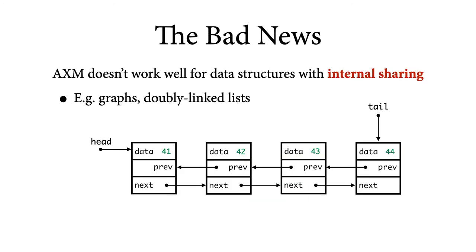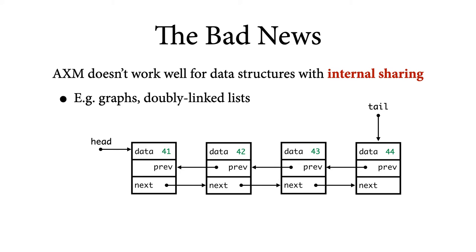The bad news is that the AXM discipline does not work well for implementing data structures that do have internal sharing. In other words, where a node of the data structure may have multiple other nodes pointing to it, which is the case in general in graphs as well as in doubly linked lists, like the one shown here. You see here that each of the nodes has two references to it, one from the previous and one from the next node.